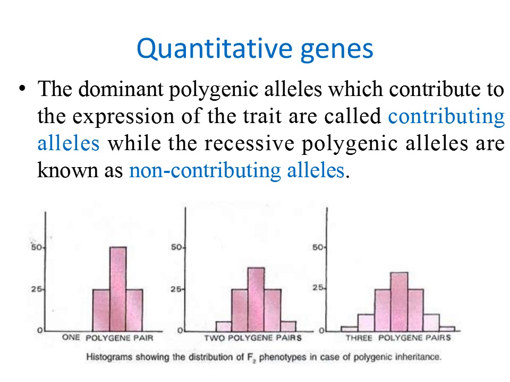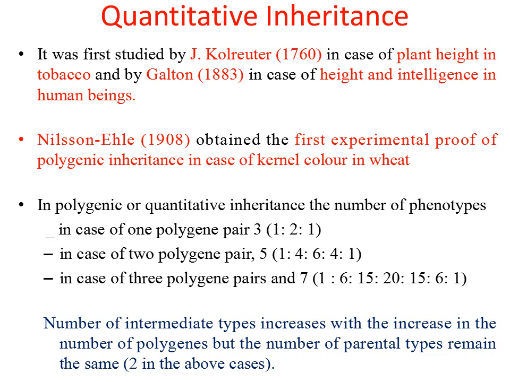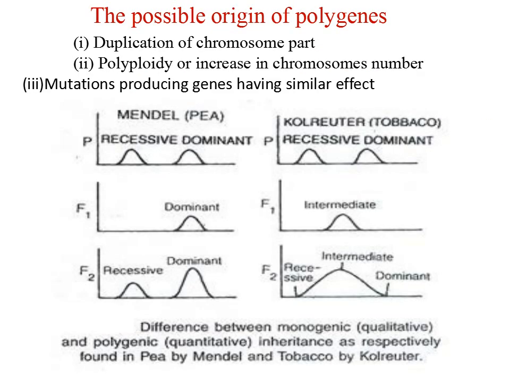In the case of one polygene, one combination is there. In the case of two polygene pairs, three combinations are there. In the case of three polygene pairs, five combinations are there. It means combinations will be increasing. It means the number of parental types remains always the same in the case of quantitative inheritance, whereas intermediate types will be increasing as per the involvement of more and more genes responsible for the expression of the trait.